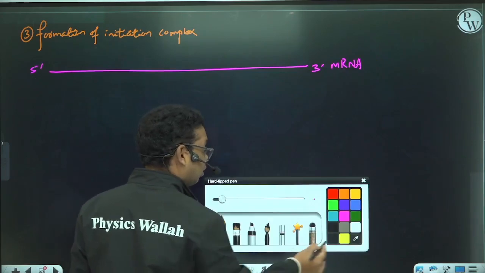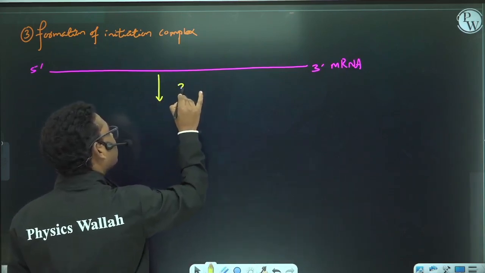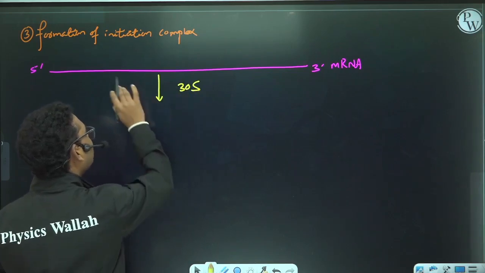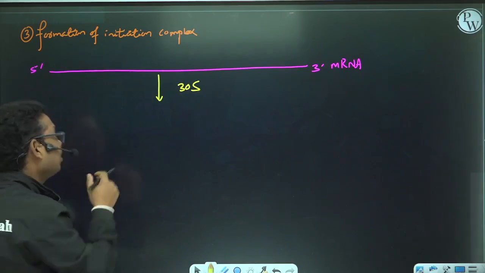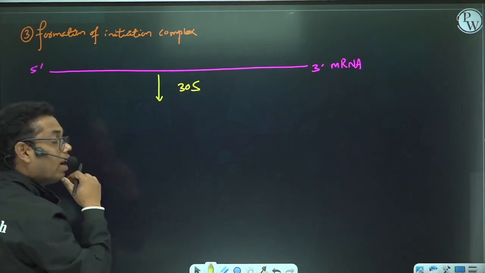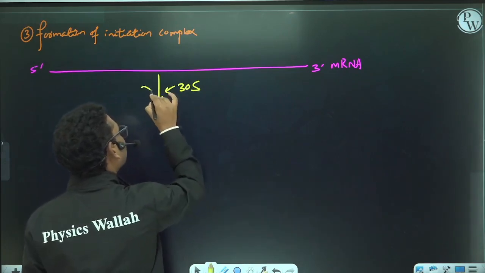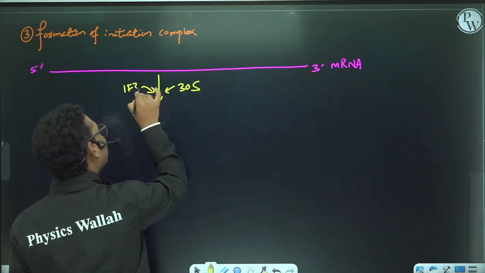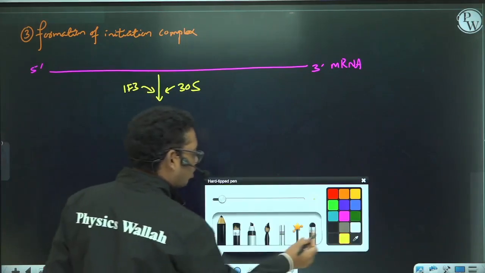Okay, this is mRNA. In the very first phase, what is going to happen? The 30S subunit of the ribosome will come and bind to this mRNA at the 5' end, and along with this 30S subunit, initiation factor 3 will come and bind here. Okay, so let me do that.